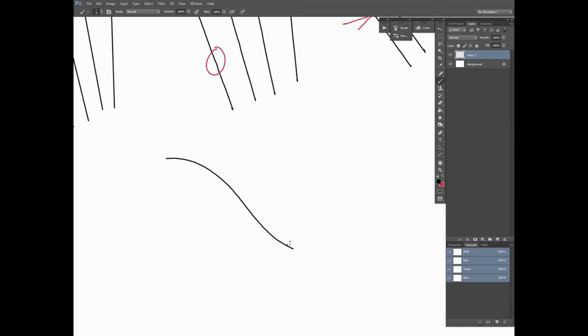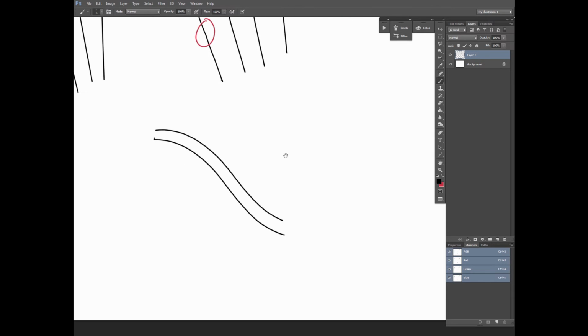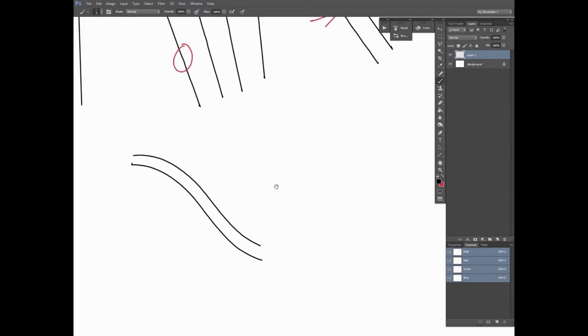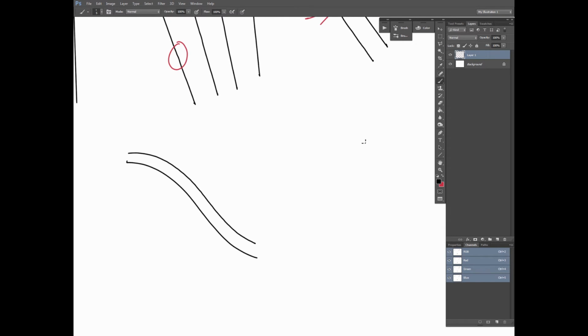And again, slowly and fast. Fast is a little bit better. So the curved lines also look terrible, not just the straight lines. So what's going on here? Is this an issue with Wacom, or is this an issue with Photoshop?